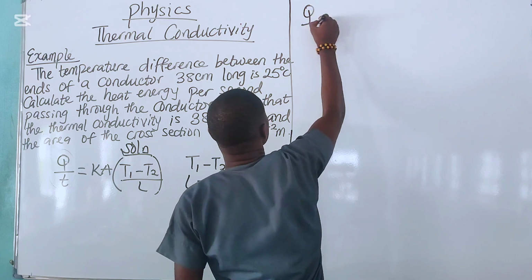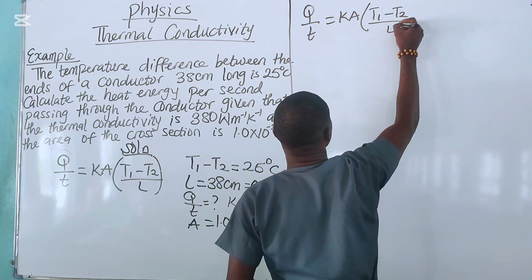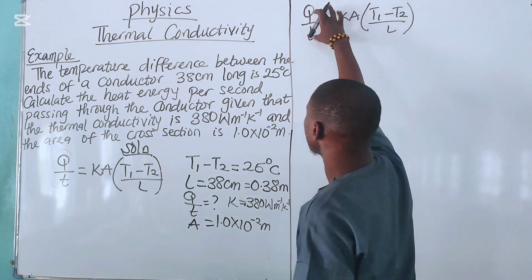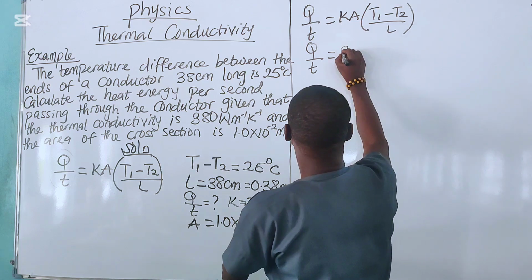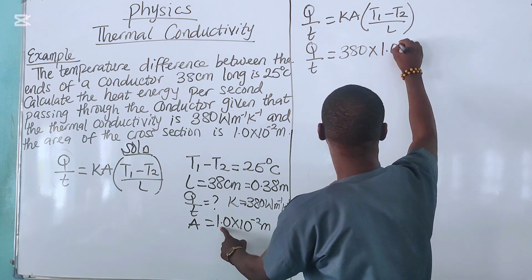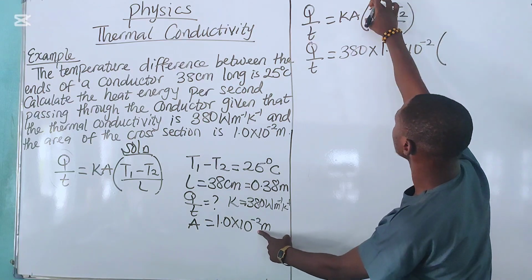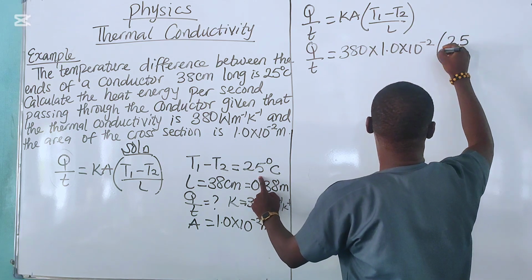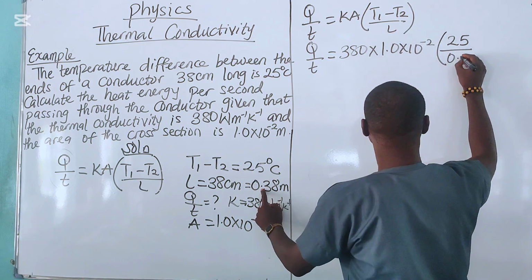All right, so we have that Q over T equals KA into T1 minus T2 over L. Since we are looking for Q over T as a quantity, we don't need to cross multiply. So Q over T remains where it is. So Q over T is equal to K, which is 380, multiplied by the area, which is 1.0 times 10 power minus 2. Now, open bracket, T1 minus T2, which is the temperature difference, we are given to be 25 degrees. So we have 25 divided by the length of the conductor in meters, which is 0.38.